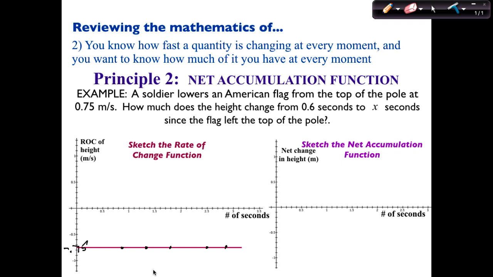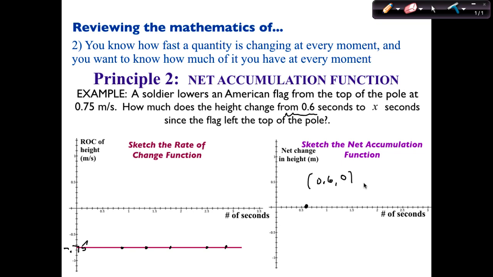Okay, now the harder one is this net accumulation function. That's how much net change in height since 0.6 seconds, right? Starting from 0.6 seconds. So at 0.6 seconds, how much change in height have we had since 0.6 seconds? 0. So what point would that give us? 0.6 and? So that's going to start here. This net accumulation function is going to start at this point, 0.6, 0.